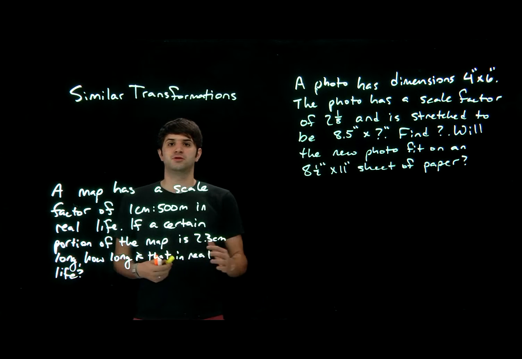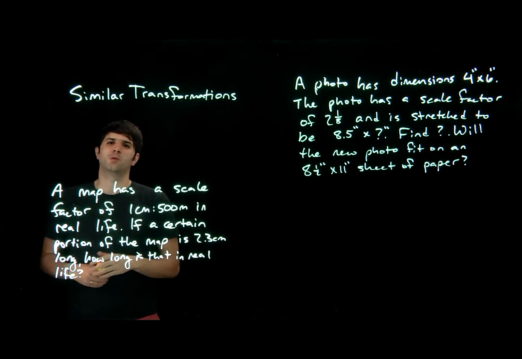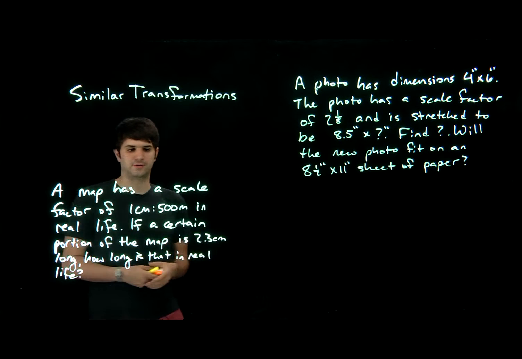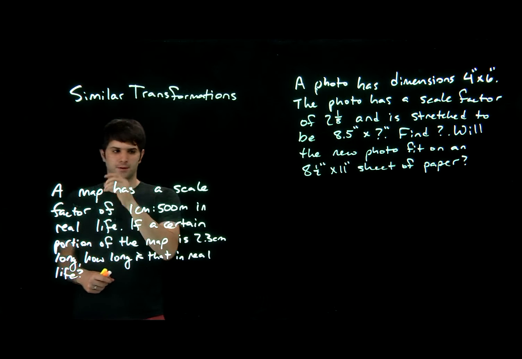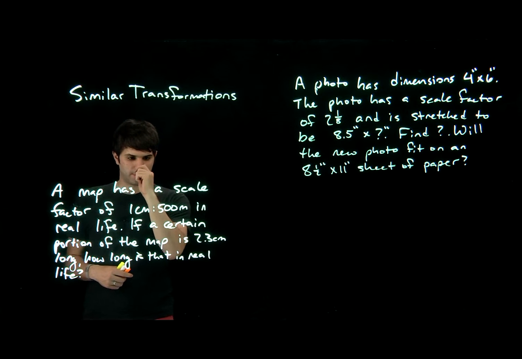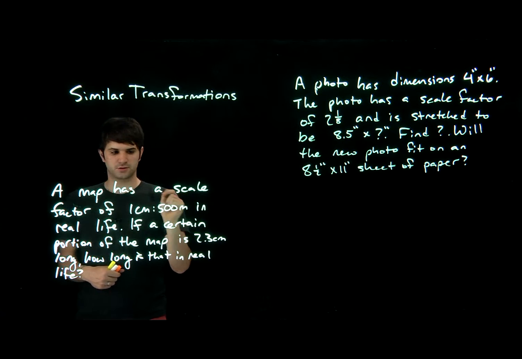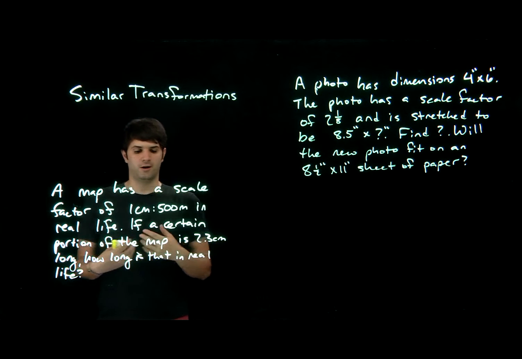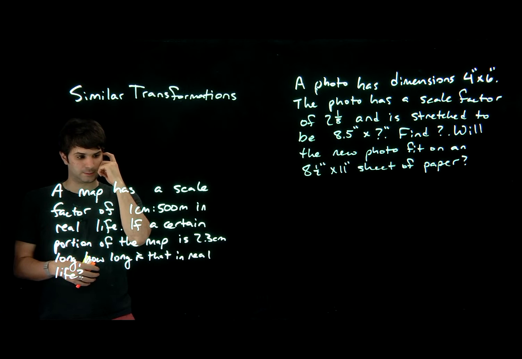Okay guys, in this video we have two word problems and we're going to deal with what similar transformations look like in real life. And so we have a problem here. A map has a scale factor of 1 centimeter on the map to 500 meters in real life. So 1 centimeter on the map is representative of 500 meters in real life.